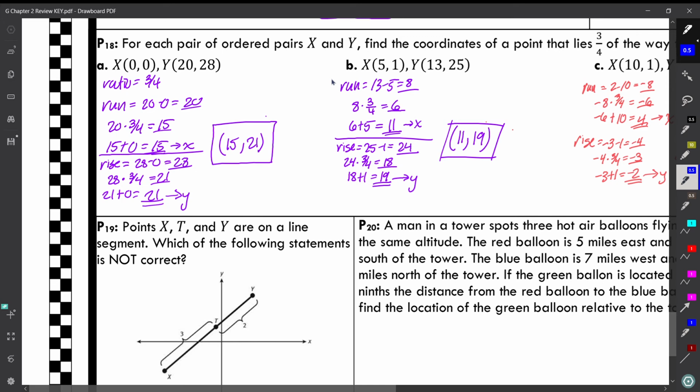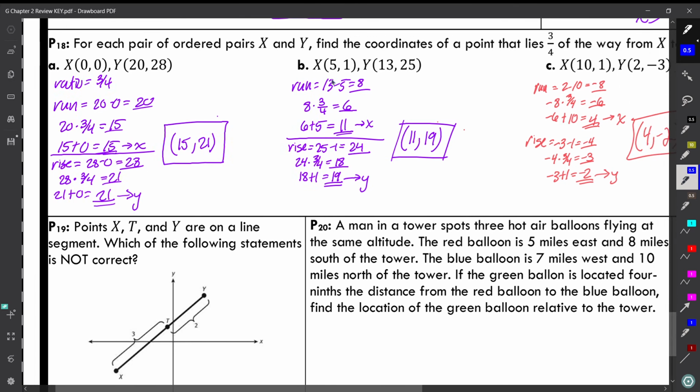X is 15. Rise, similarly, 28 minus 0, 28. Multiply that by the ratio of 3/4. You get 21, I think, yes. And add that to the 0, of course, it's going to be 21. So my coordinate that's 3/4 along the way is 15, 21.